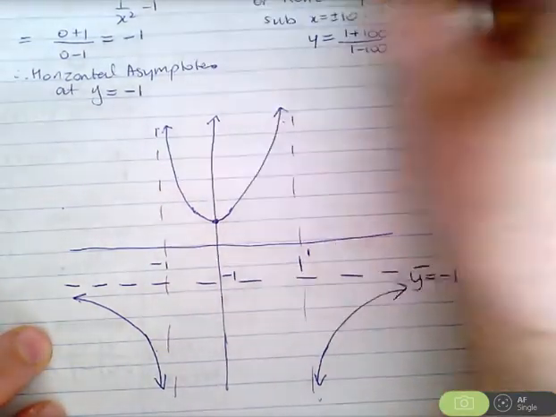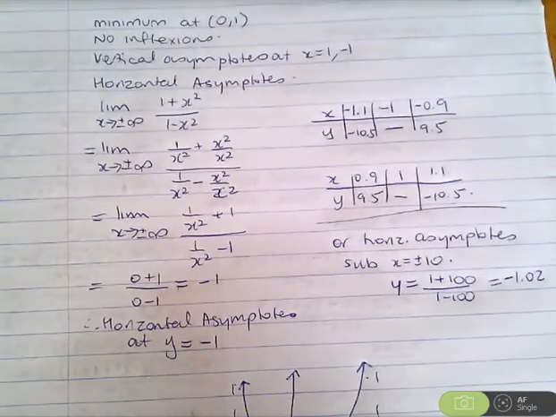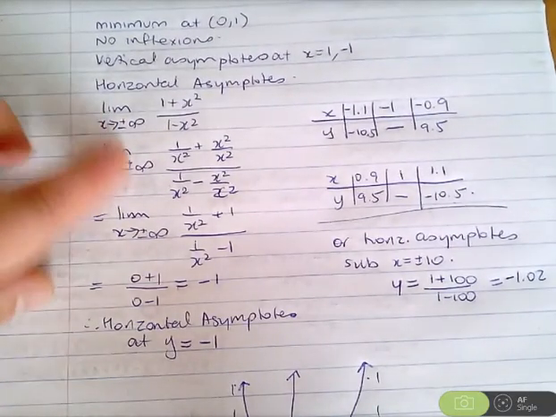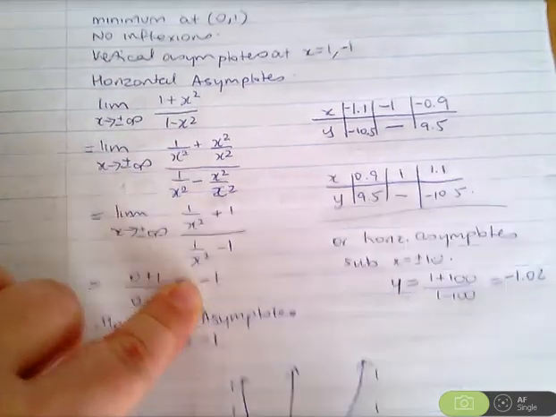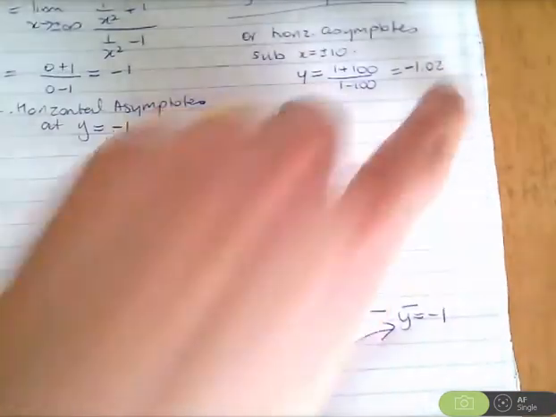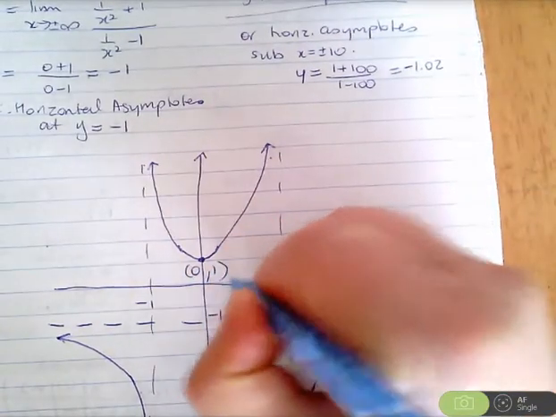Now that is a lot quicker, I suppose, than doing the horizontal asymptotes this way. But if you're asked to show that there is a horizontal asymptote at y is negative 1, you're going to need to be able to use this method. If you're just asked to sketch the curve, you can just do your horizontal asymptotes like that. So therefore, here is our curve.